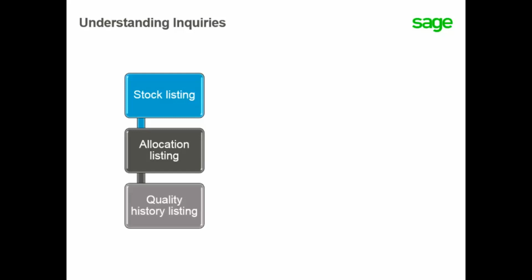Some of these inquiries include stock listing, which allows you to view stock information by product and lot, BP stock, projected stock, stock available to promise, available stock, obsolete stock, and inactive stock. You also have the allocation listing, which includes inquiry functions providing information on allocations created for product issues. There's also the quality history listing, which includes inquiry functions that allow you to view quality control responses, technical sheets, and record history. There's the movement listing, which includes inquiry functions that allow you to view transactions affecting stock.